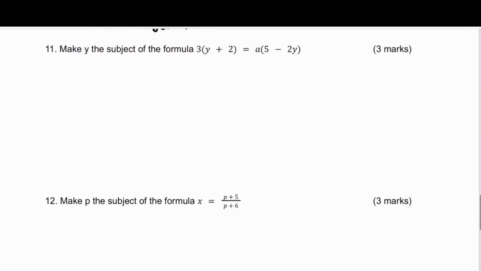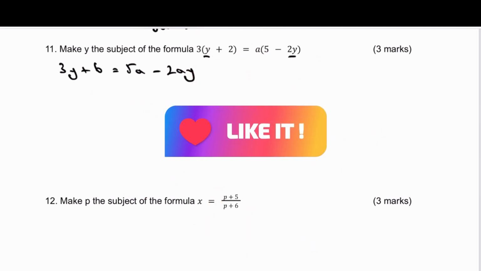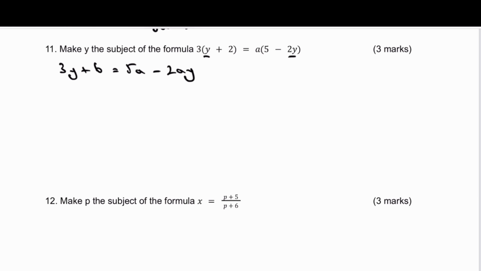So question number 11, very similar sort of thing. I'm going to make y the subject of the formula. I've got a y there and a y over there. So let's expand out. I'm going to get 3y plus 6 equals 5a minus 2ay. Okay, so I'm trying to make y the subject of the formula. If I move the minus 2ay over, I'm going to get 3y plus 2ay.